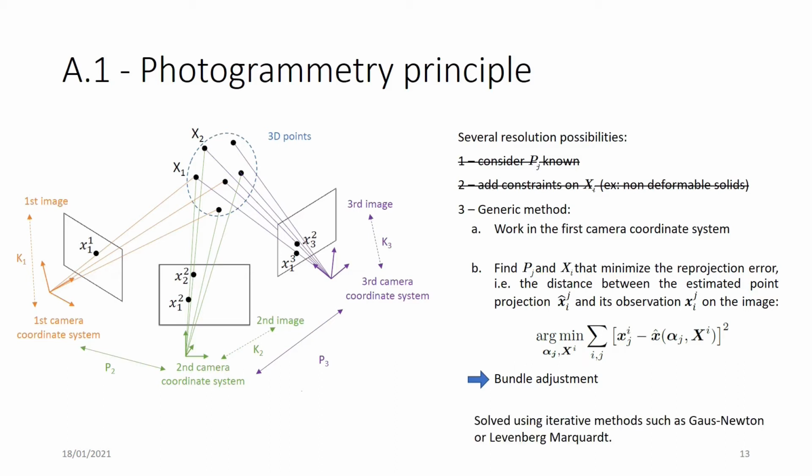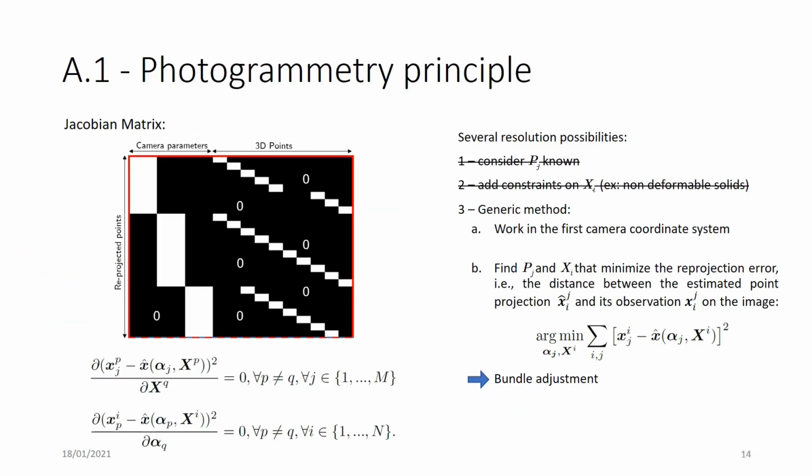So this problem is highly non-convex and non-linear and can be solved using iterative methods such as Gauss-Newton or Levenberg-Marquardt that rely on the Jacobian matrix for the step calculation of each iteration. Conveniently, one interesting property of the bundle adjustment is that the Jacobian matrix is sparse.